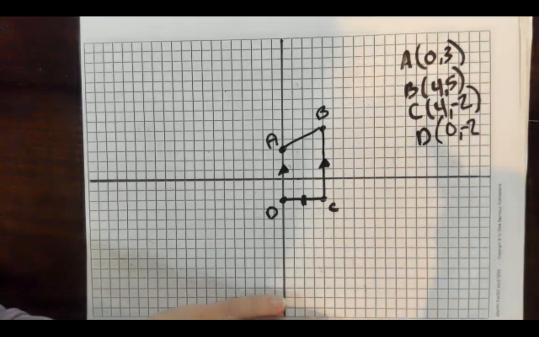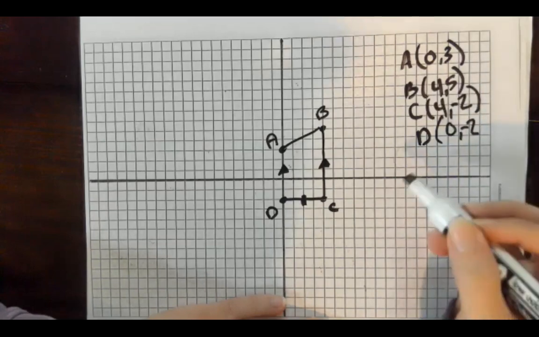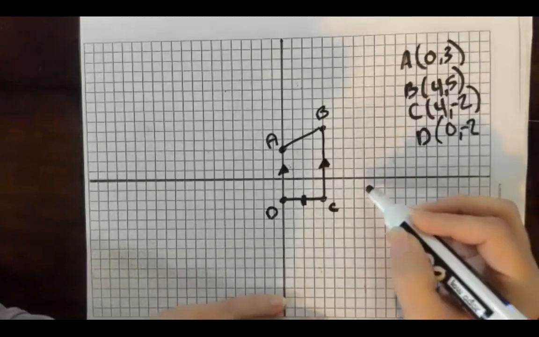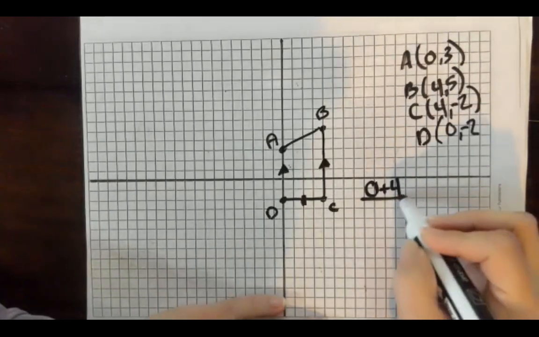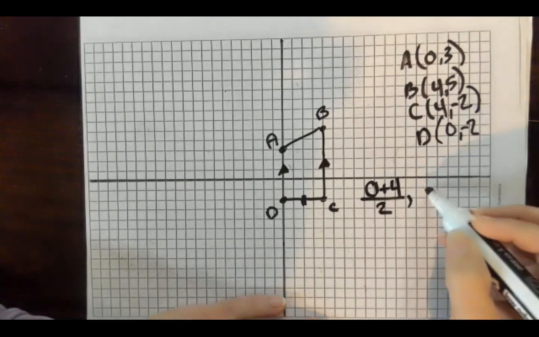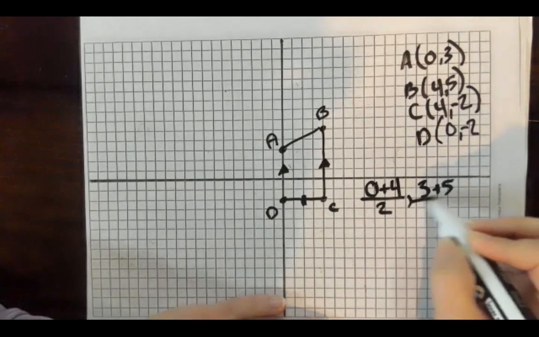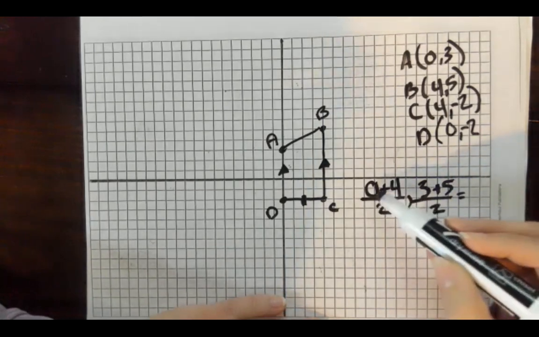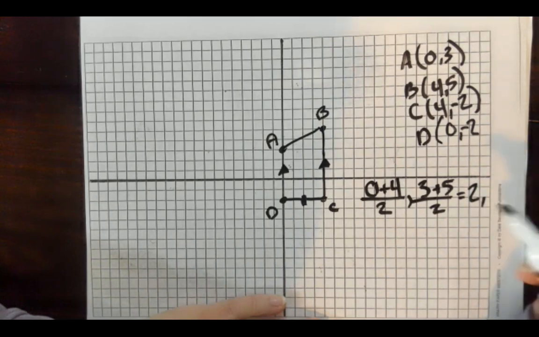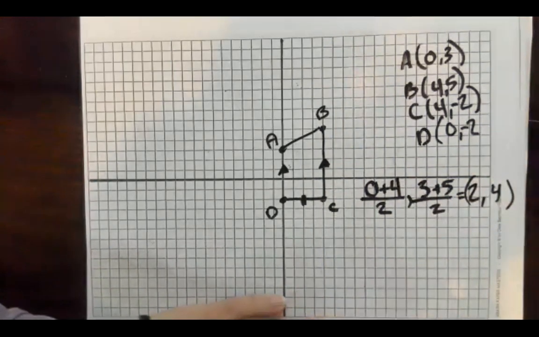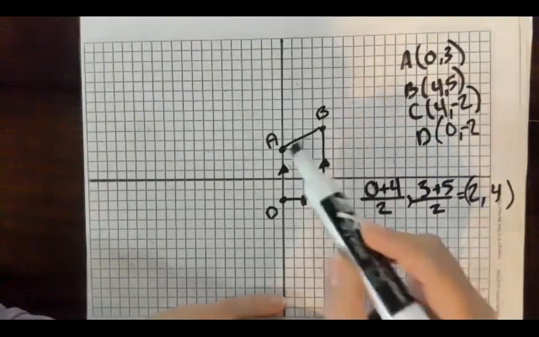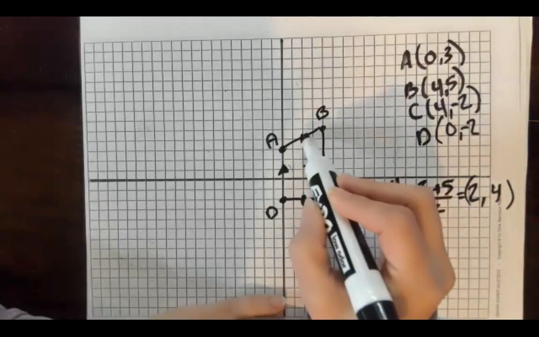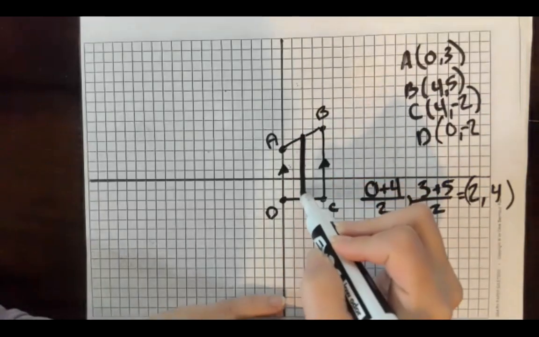All right, so let's find the midpoint of AB. Our midpoint formula says x1 plus x2 divided by 2. So we're going to say 0 plus 4 divided by 2 and 3 plus 5 divided by 2. So our midpoint coordinates are going to be 2, 4. So let's go there. 1, 2, 1, 2, 3, 4. So right here. So we're going to draw our midsegment.